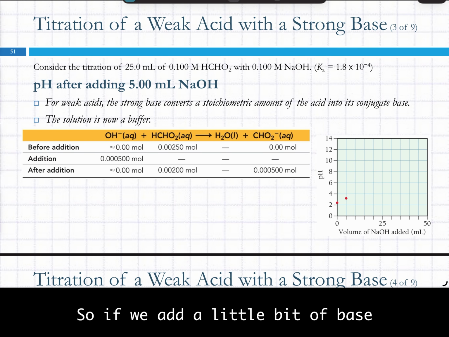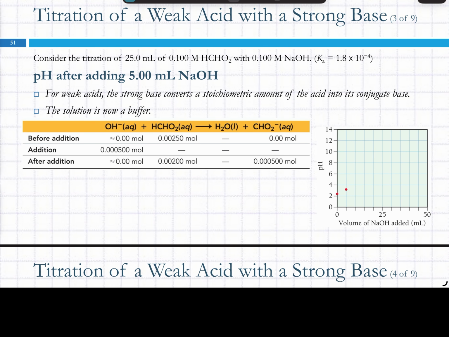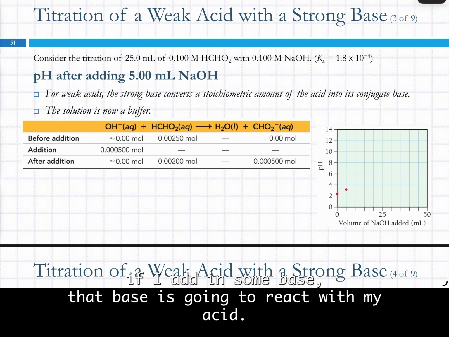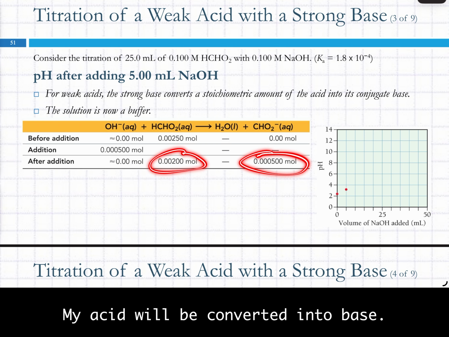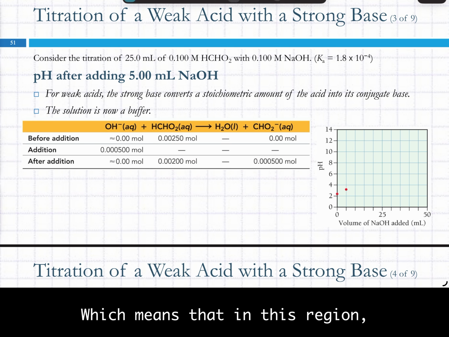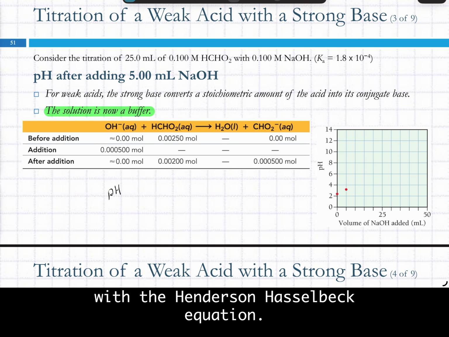So if we add a little bit of base, now we have a buffer. And actually, this is the easiest place to do calculations. So down here, not in an equilibrium ice table, but just showing that if I add in some base, that base is going to react with my acid and be converted into base. Which means that pH in this region, since I now have a buffer, I can calculate the pH with the Henderson-Hasselbalch equation.